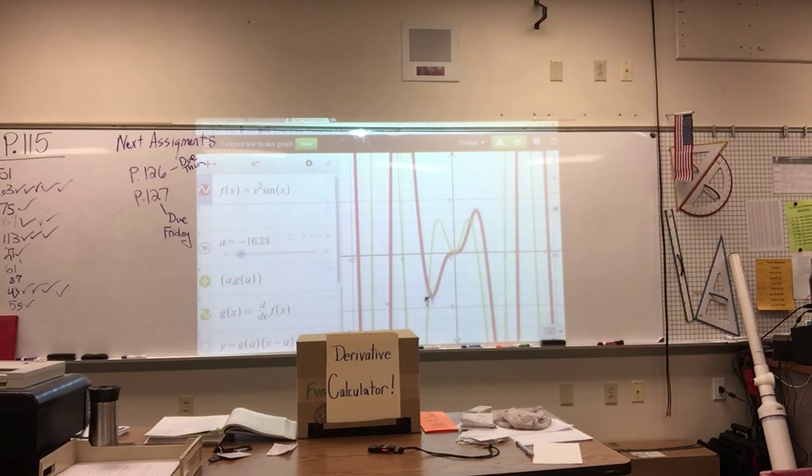So here we go again. Number 2 was f of x is equal to x squared times the sine of x. And f prime of x is equal to 2x times the sine of x plus x squared times the cosine of x.